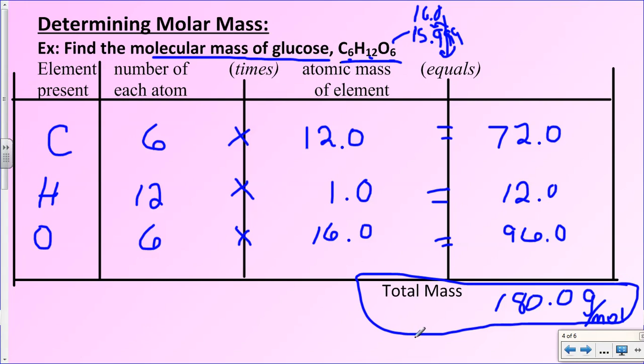If we were to take a balance and pour onto that balance 180.0 grams of glucose, we would have exactly 1 mole of glucose. How many molecules would be in that sample of 180 grams? 6.02 times 10 to the 23rd molecules, which is a tremendously large number. Okay, let us move on to our next example.